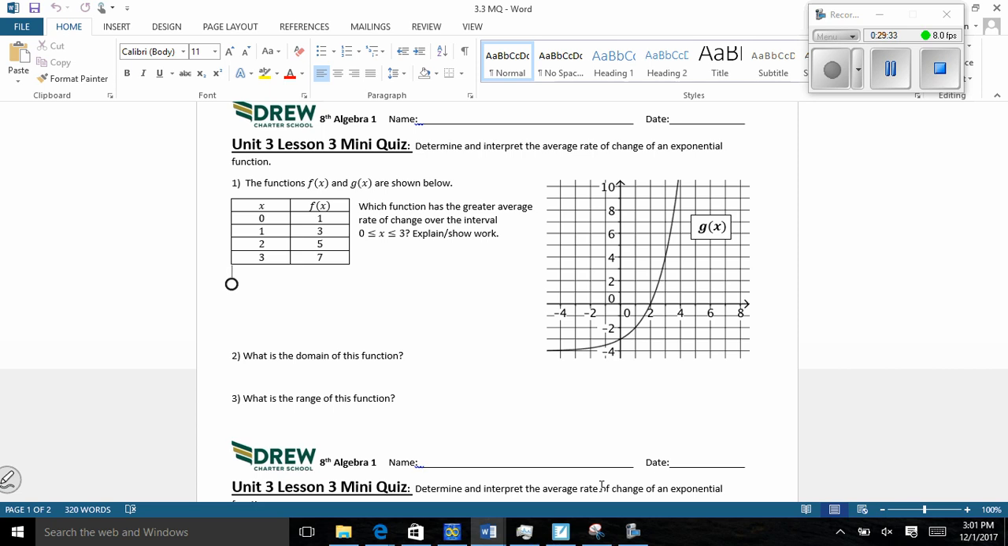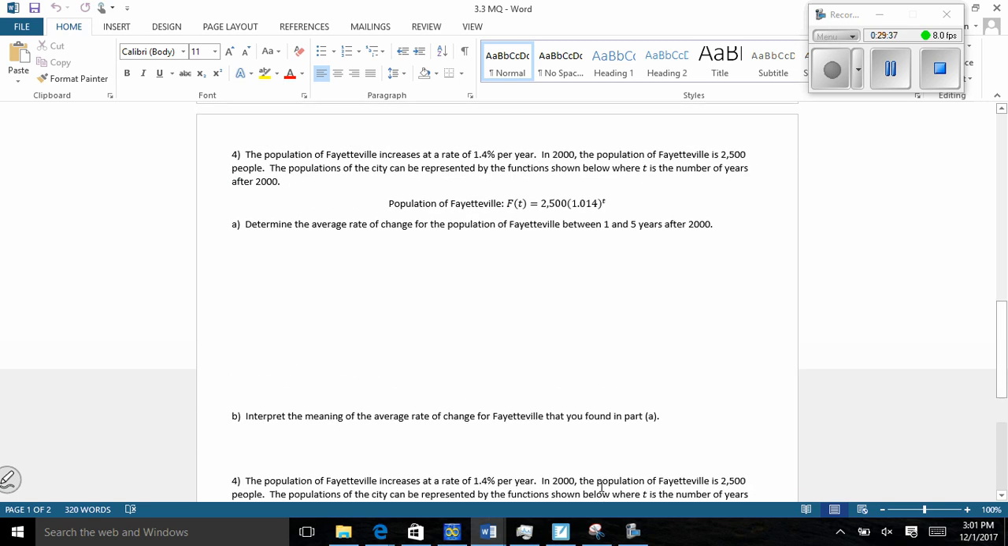You can even start with that if it's a little bit confusing. So it's, what's the domain of this graph? What's the range of this graph? The next one's exactly like the one we did. So it gives you a situation, it gives you the equation. They're saying find the average rate of change for population between 1 and 5 years. So it's basically what we just did. And then interpret the meaning of the average rate of change.